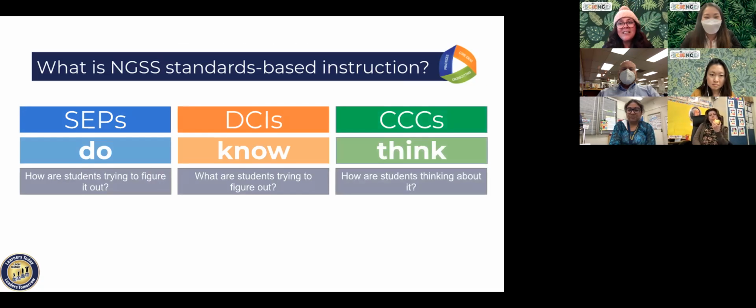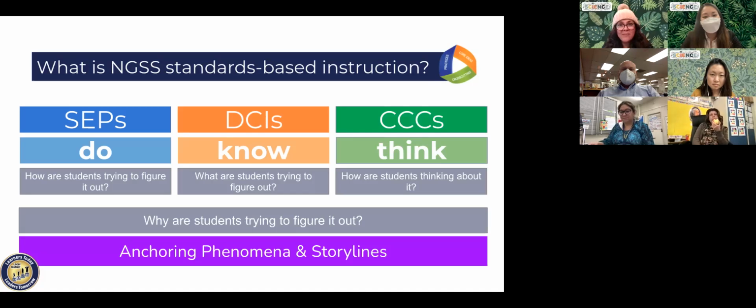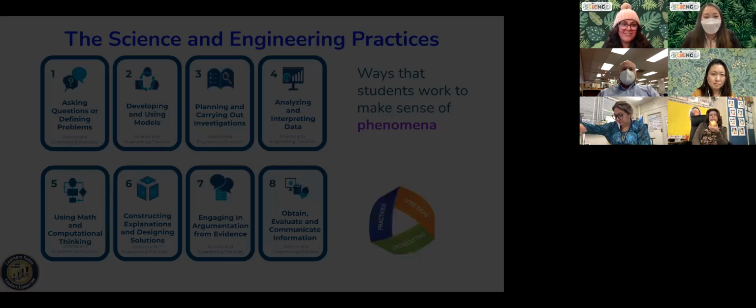And then finally, the lens of a scientist, how are they thinking? Are they looking at specific patterns? Are they looking at cause and effect to help them construct those explanations or even similarities? And of course, it is launched by the anchoring phenomena and the storylines. So this is the why. Why are students trying to figure it out?